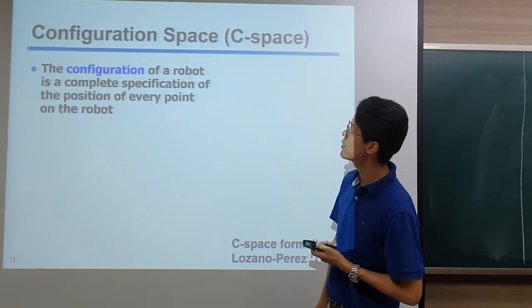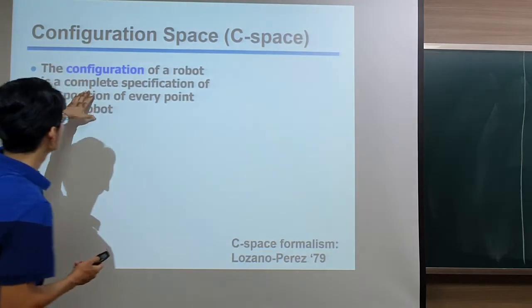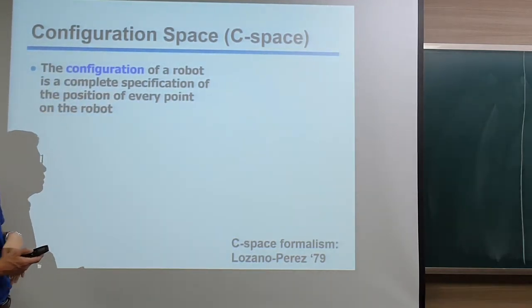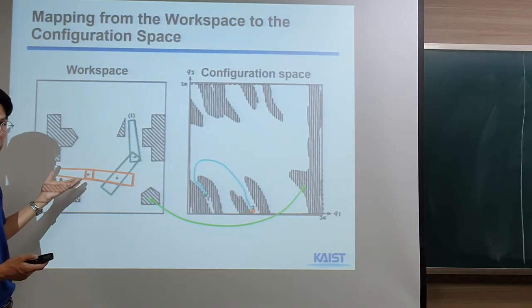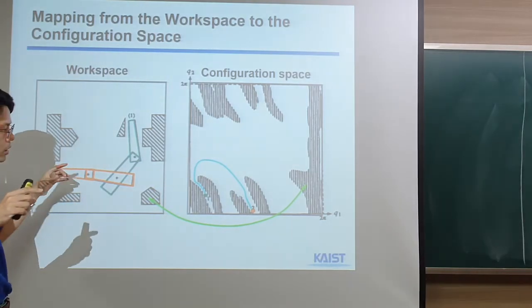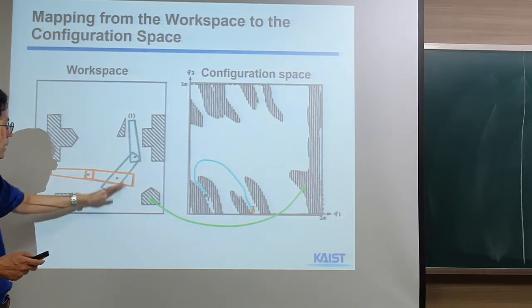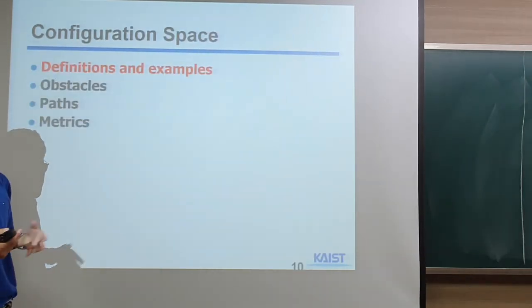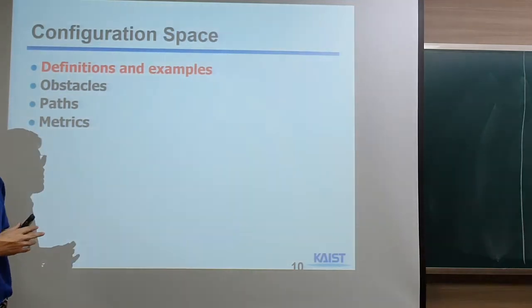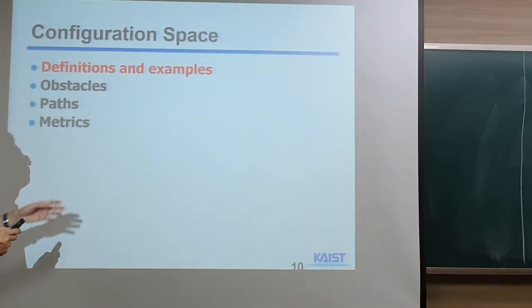So again, here I will give the formal definition. The configuration of a robot is nothing but a complete specification of the position of every point on the robot. So far we specified that it's a rigid robot, right? In that case we assume we already know the implicit shape of the robot, and the only parameters are this angle, that angle, right? And obviously when you have a deformed robot, we need to encode more in the C space, but for simplicity, we just assume the simple rigid robot here.